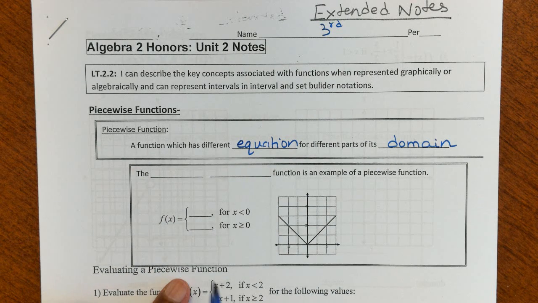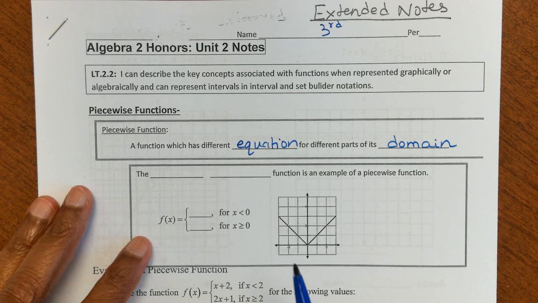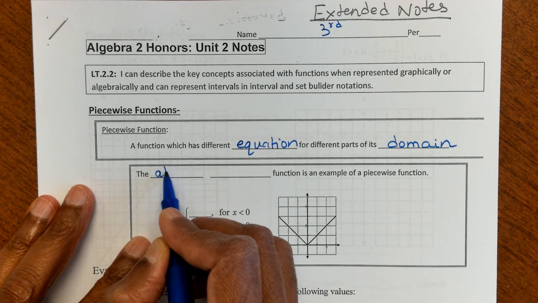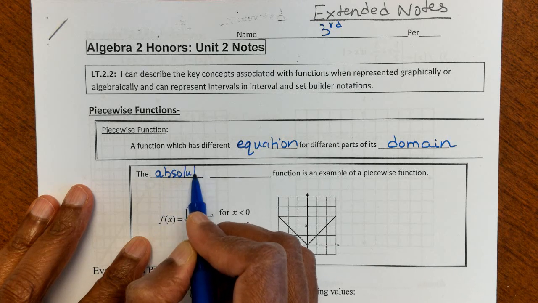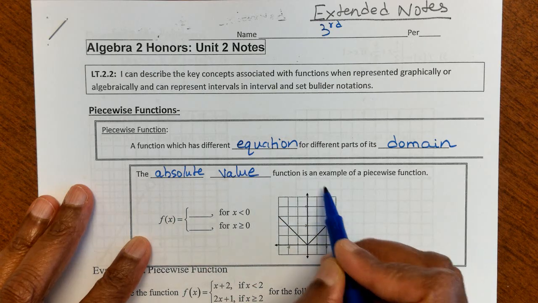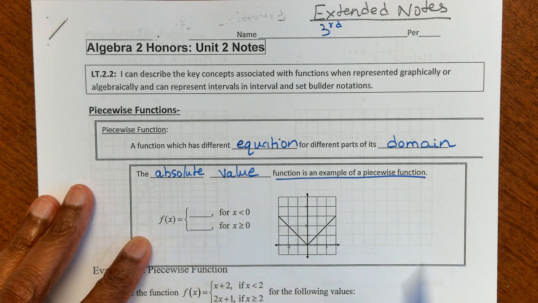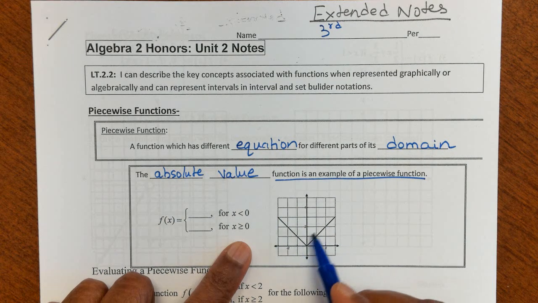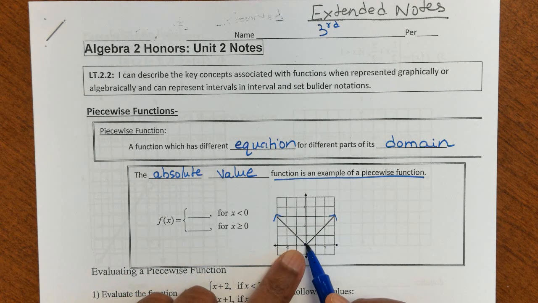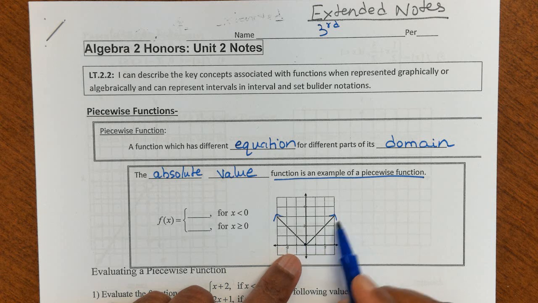So look at this. For example, one of the graphs that you know of is absolute value. So let's write that down. The absolute value function, and you'll see why, is an example of a piecewise function. Why is that? You see how this is how a piecewise function looks. But at x equals 0, this is where the graph changes.